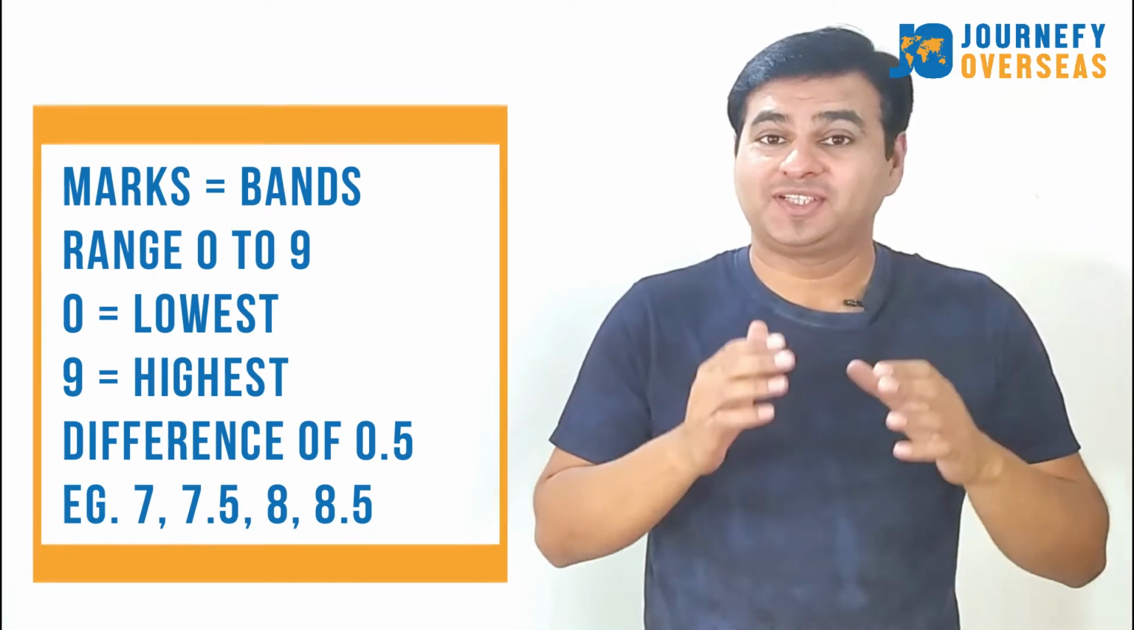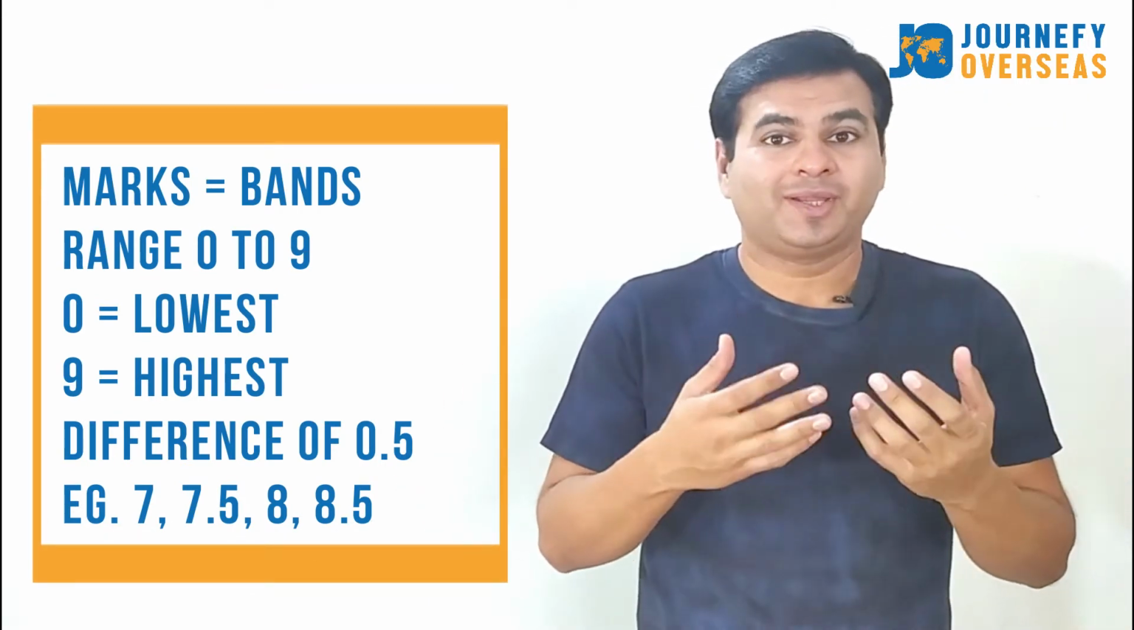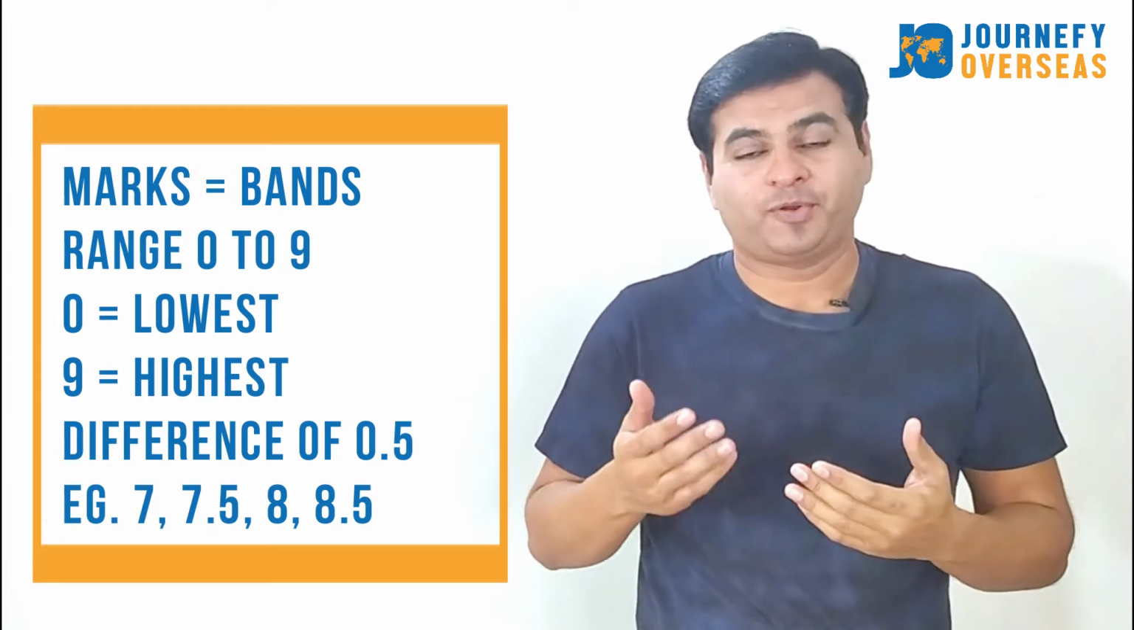So let us see how the assessment is done for all the four skills, that is listening, speaking, reading and writing. Marking in the IELTS examination is done in the band system, in the range of 0 to 9, where 0 is the lowest and 9 is the highest. You can get bands in differences of 0.5, that means it could be 7, 7.5, 8, 8.5 and so on. Since IELTS assesses all four skills of English, there are separate bands for each skill, and the final result of IELTS is the aggregate of all the four skill bands.